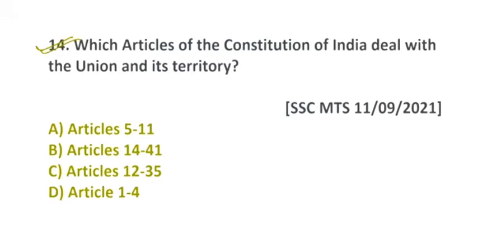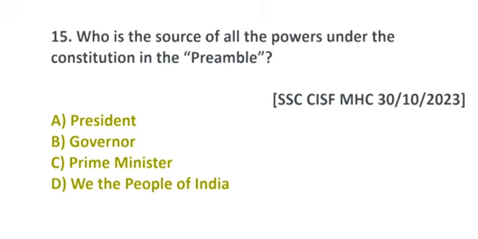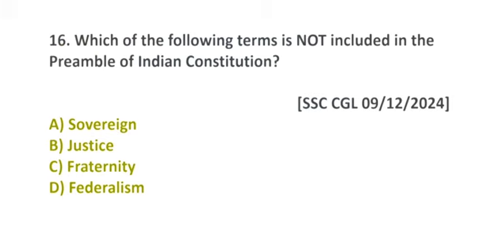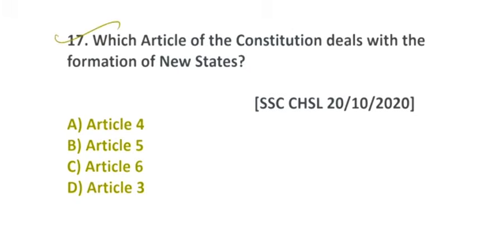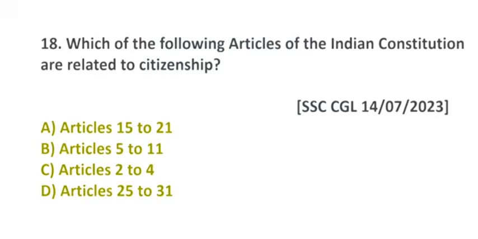Question number 14. Which articles of the Constitution of India deal with the union and its territory? Option number D, Article 1 to 4. 15. Who is the source of all the powers under the Constitution in the preamble? Option number D, we the people of India. 16. Which of the following terms is not included in the preamble of the Indian Constitution? Option number D, federalism. 17. Which article of the Indian Constitution deals with the formation of new states? Option number D is the correct answer, Article 3.